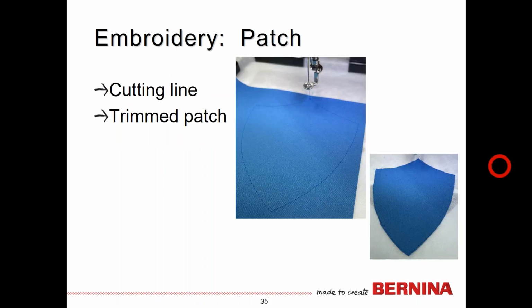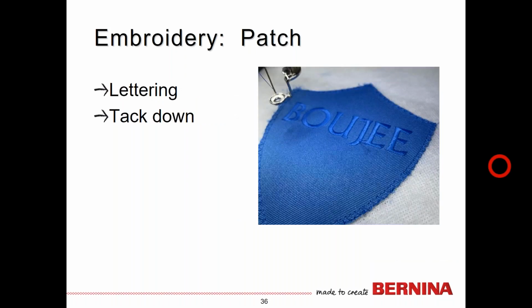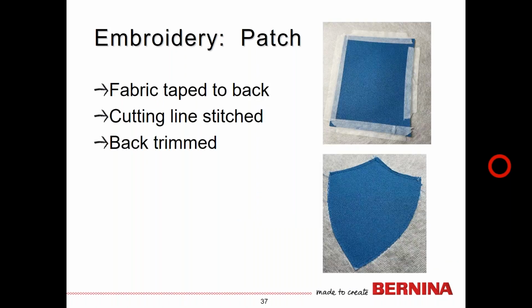Next, I laid down the fabric, and this was a twill fabric, and the cutting line was stitched, and then I took a pair of scissors and trimmed close to the patch. The lettering was done next with the tack down around the design. I then removed the hoop from the machine, and I taped the same twill fabric to the back of the stabilizer using OESD tearaway tape. And the cutting line around the patch was stitched. Again, I removed the hoop and trimmed the back of the patch.